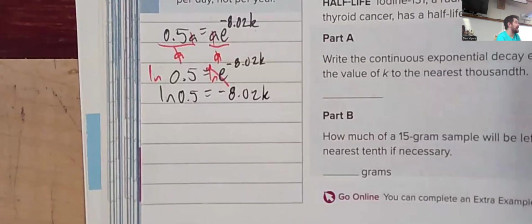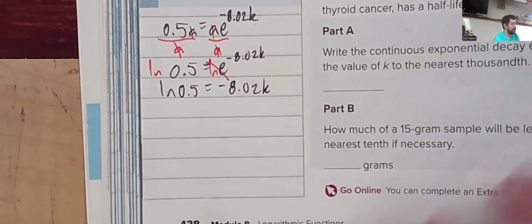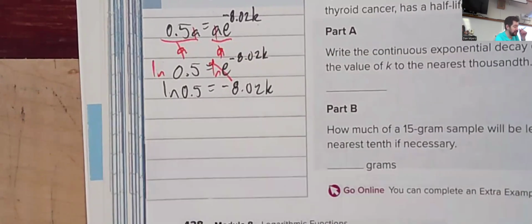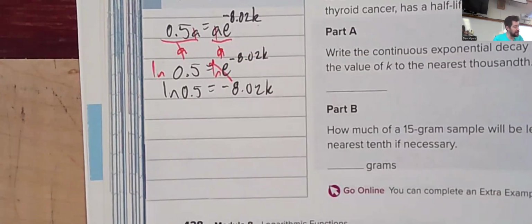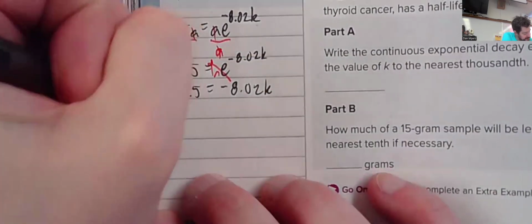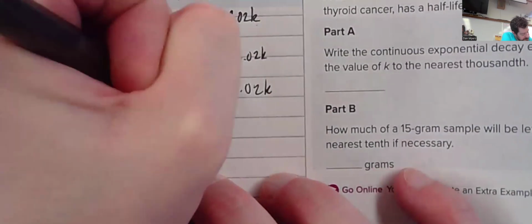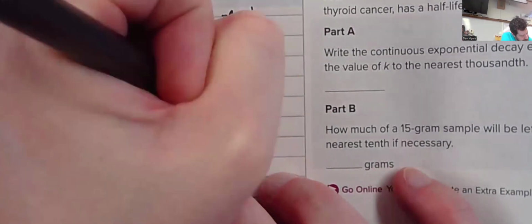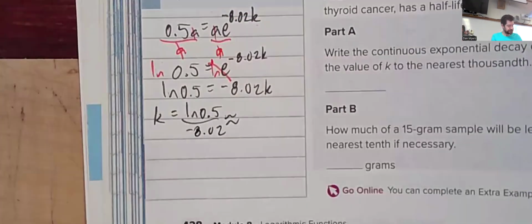Anytime you are dealing with a half-life, you will always end up with ln 0.5 over here, because it's always going to be half of what you started with. 0.5 would be half. And then we'll divide both sides by negative 8.02, and k is going to equal ln 0.5 divided by negative 8.02, which will be approximately, let's find out.